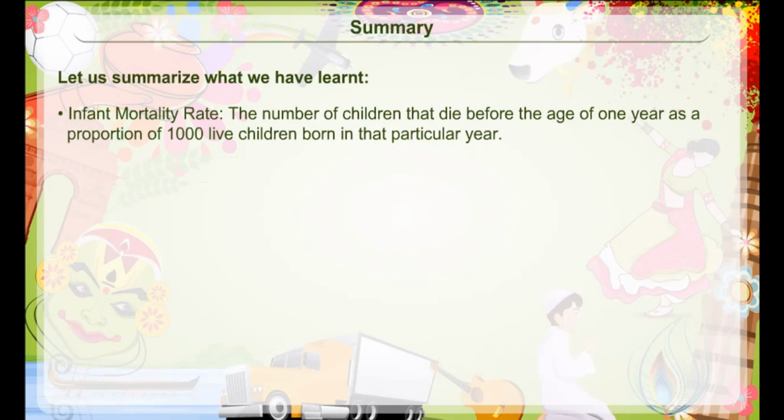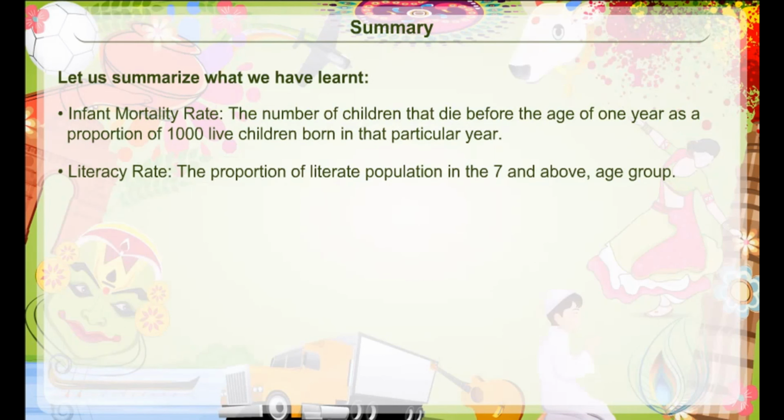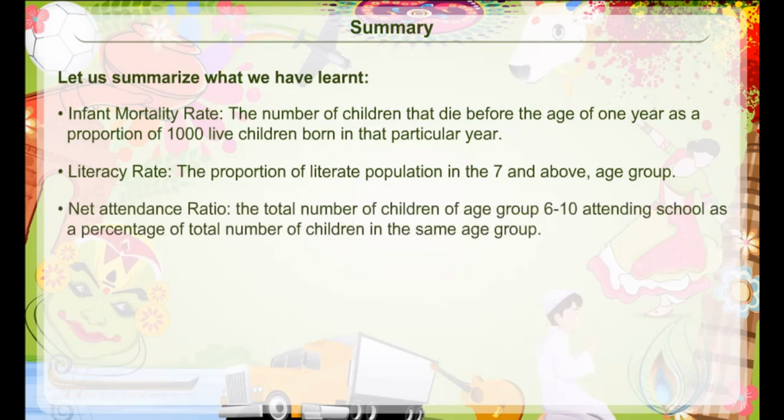Infant mortality rate. The number of children that die before the age of 1 year as a proportion of 1,000 live children born in that particular year. Literacy rate. The proportion of literate population in the 7 and above age group. Net attendance ratio. The total number of children of age group 6 to 10 attending school as a percentage of the total number of children in the same age group.